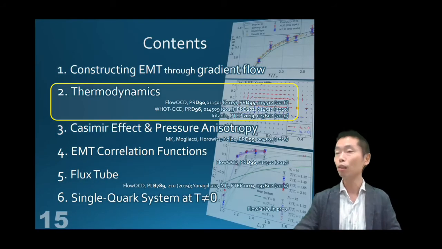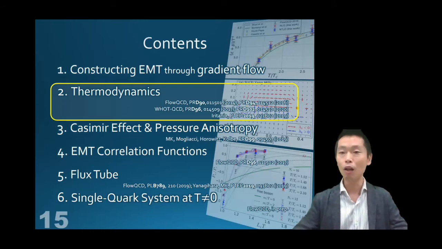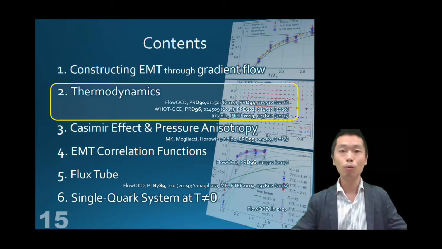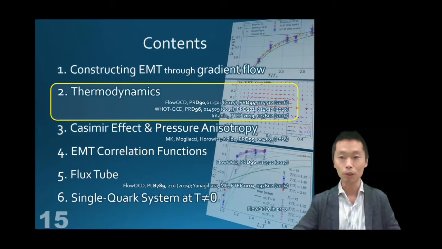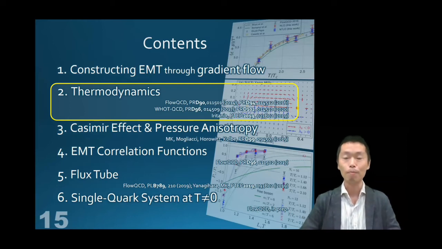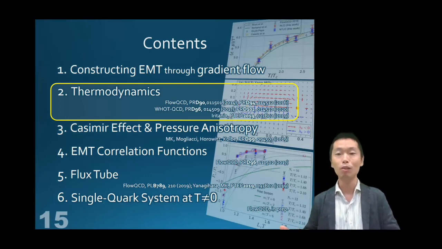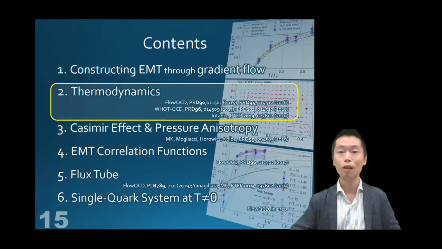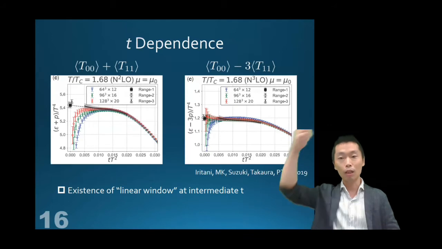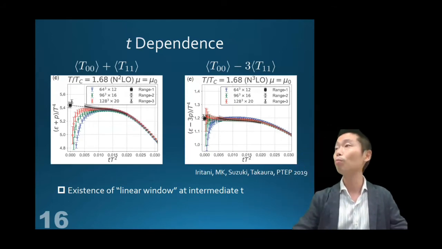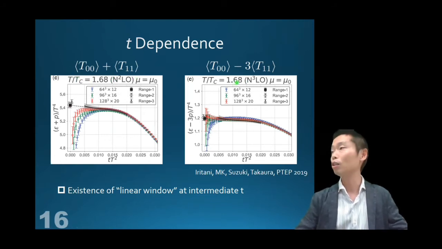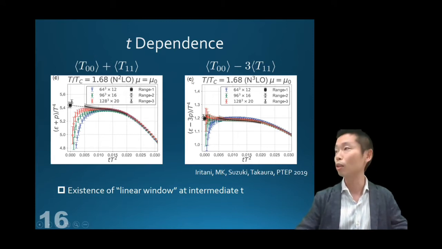Okay. Anyway, now I finished the first part, the definition of the EMT. And now I come to the application part. And the first one is the analysis of thermodynamics. Thermodynamics has been analyzed on the lattice for a long time, so there are established methods. But in the gradient flow method, we measure the expectation value of each component in this way. So here we show the analysis of these two linear combinations.